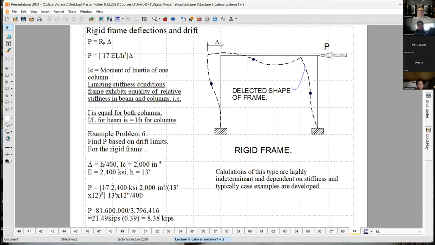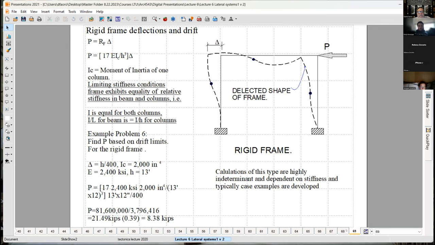So taking a look at examples of drift configuration, here's our force P. P is equal to R sub F divided by delta, which is our resisting force. And P is equal to 17 E I sub C divided by H cubed times delta. Delta is our total drift limit that we can have. I sub C is the moment of inertia of one column. Limiting stiffness conditions in the frame exhibits the quality of relative stiffness in a beam. Now, what does relative stiffness mean?